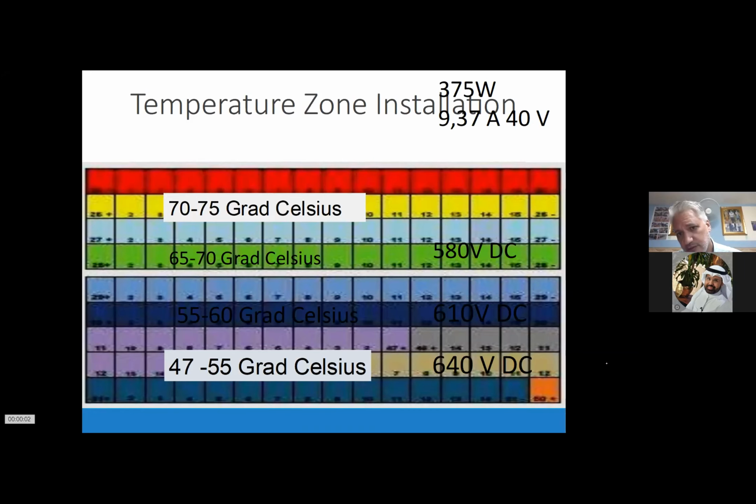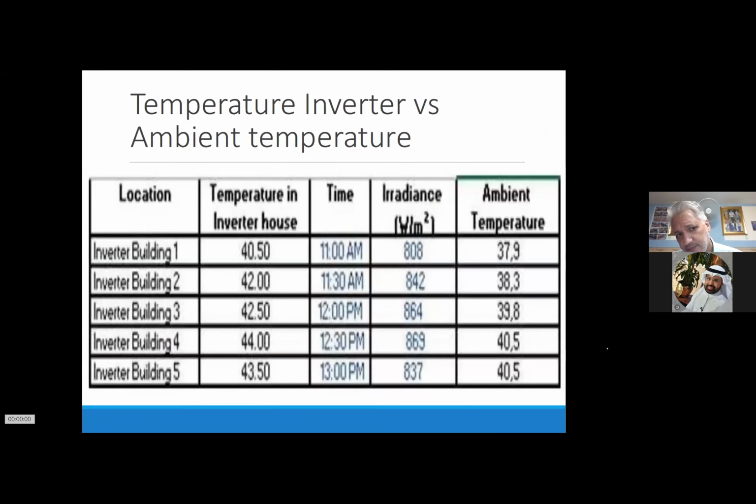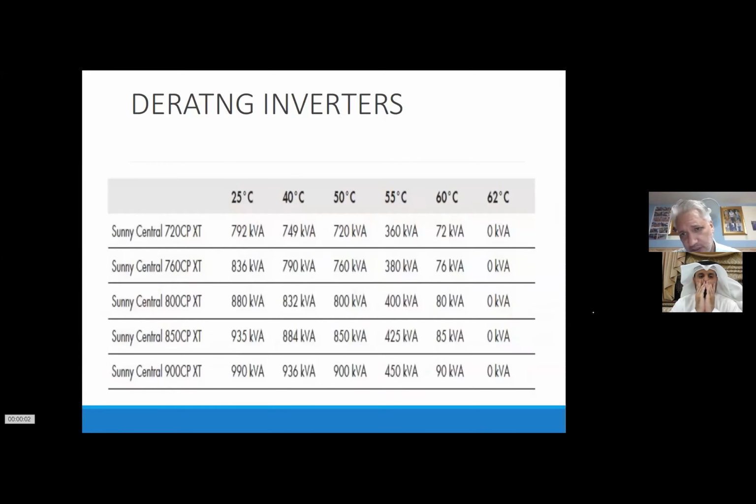That's just with the newer modules, 40 volt, also from 640 to 580. So also, if you have a inverter housing with a ambient temperature during specific time intervals, this is the typical temperature you encounter. Once you encounter that, again, the inverter's derating. As an example, sunny central, 720 at 25 degrees, 40 up to 62 degrees. At 62 degrees, it's completely off.